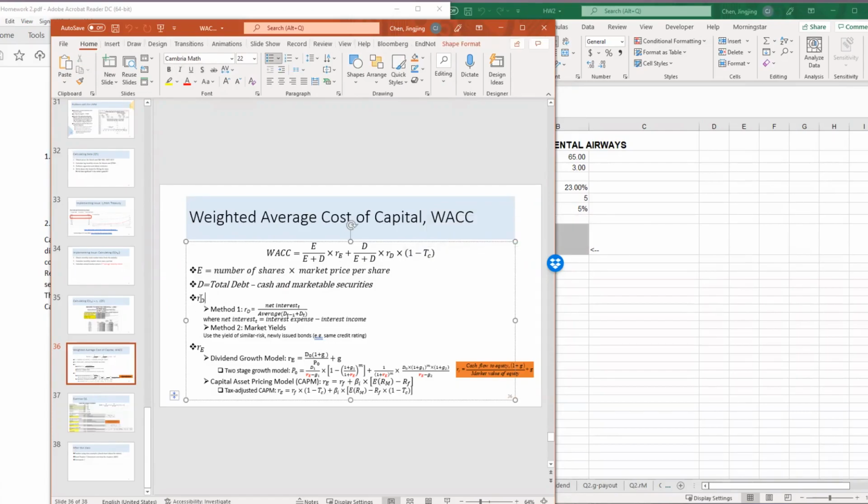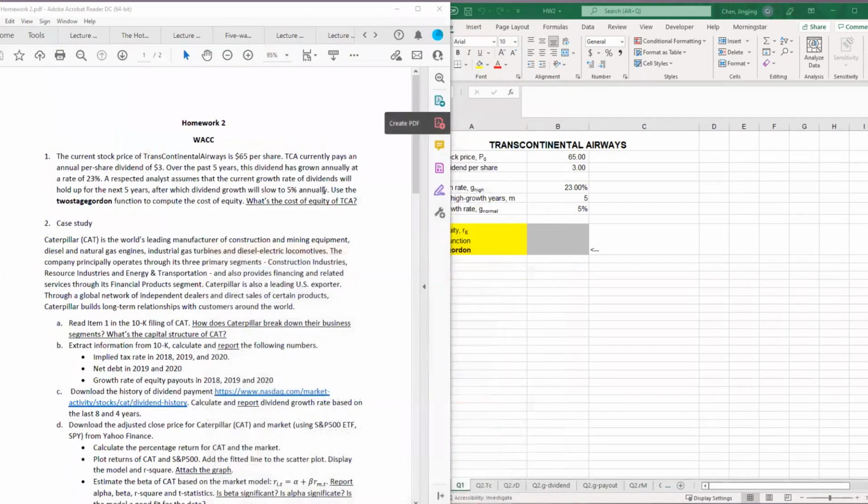And for cost of debt, we use two methods, method 1 and method 2. One relies on historical information, and the second one will use the market yields. Going for cost of equity, we learn basically two models. One model is the dividend growth model, another model is the capital asset pricing model. And we're going to cover and use all of them in the homework. So going to question 1 in the homework.